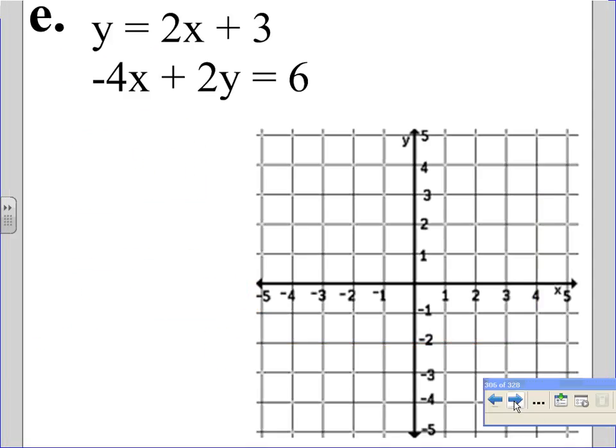Letter E is not in your notes, so I want you to go to this little graph paper that I had on your desk. I want you to put a letter E at the top, and I want you to use this graph paper for this problem, and then you're also going to use it for one problem on the homework. So put a letter E at the top.